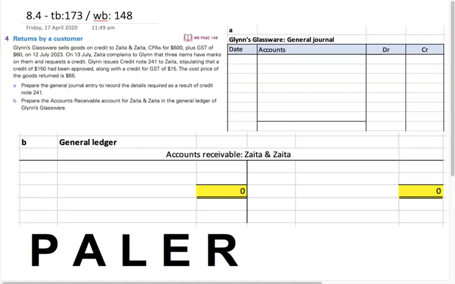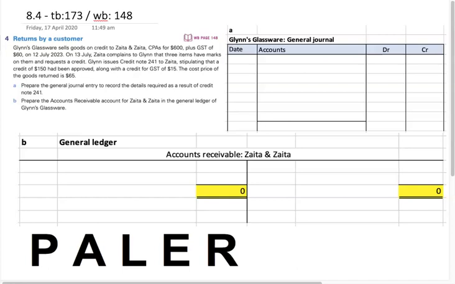This video is going to focus on textbook exercise 8.4, which you'll find in your textbook on page 173 and in your workbook on page 148. So if you're working along with me, you will have both open. And this question focuses on a return by a customer. When we are talking about a return by a customer, we are talking about a sales return.